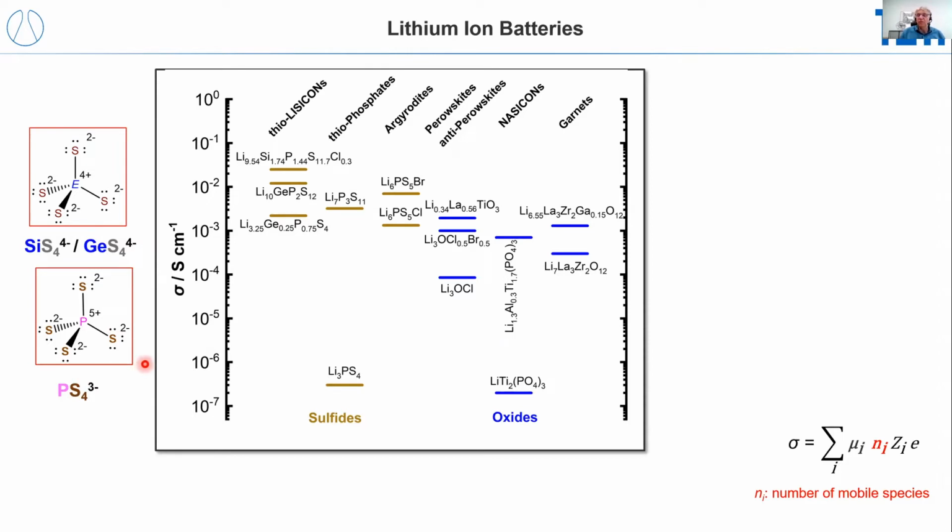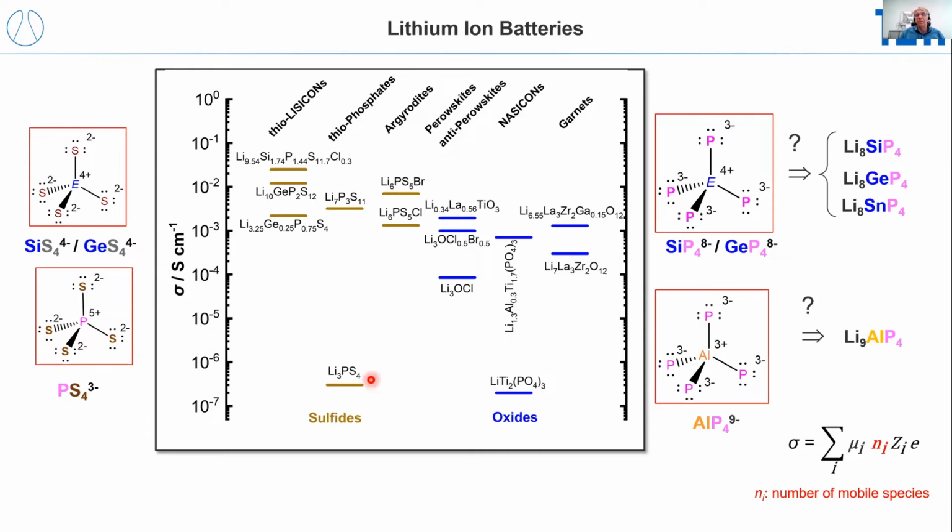But we thought if you want to increase the number of mobile charge carriers, we have to increase the charge of the anion. And so we substituted sulfur, in a very simple refreshment chemistry class, by phosphorus. And we go from PS4 minus or germanium S4 minus to silicon P4 8 minus, because we have one charge more. So if those compounds would exist, we would have 8 lithium atoms per tetrahedral unit. And if we substitute the central atom by aluminum, we would have even 9 atoms per anion.